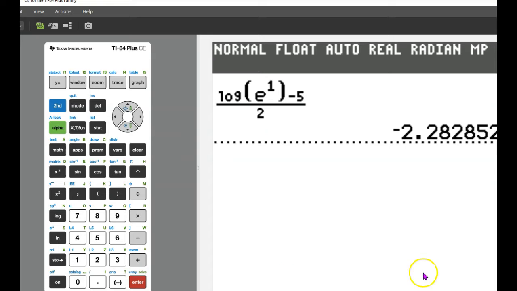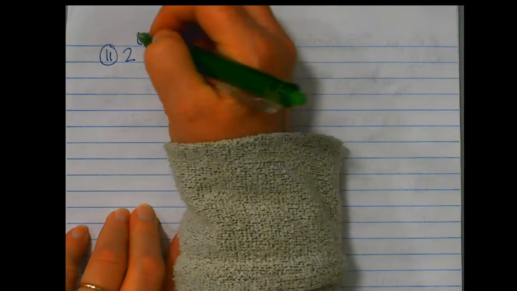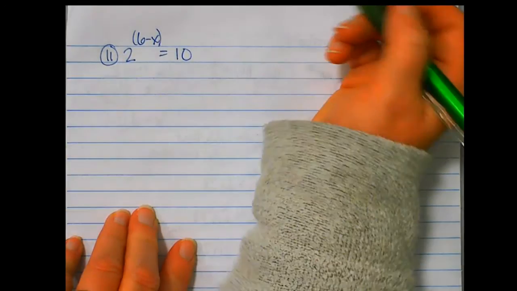2 to the 6 minus x equals 10. Oops, you can't see anything. Sorry. 2 to the 6 minus x equals 10. I have to get it up out of the sky. So how do I do that? What's a smart log? Okay, so parentheses here, like this. What else?